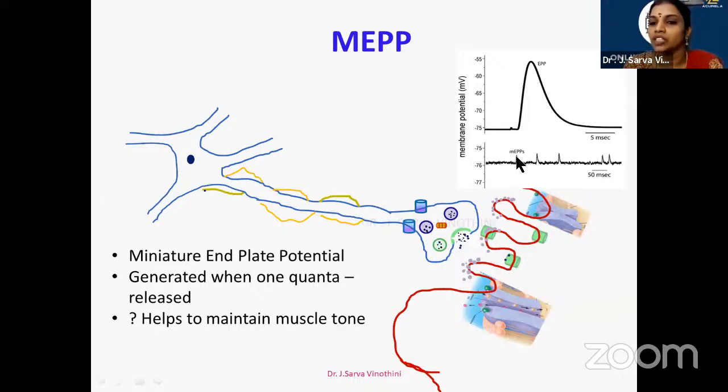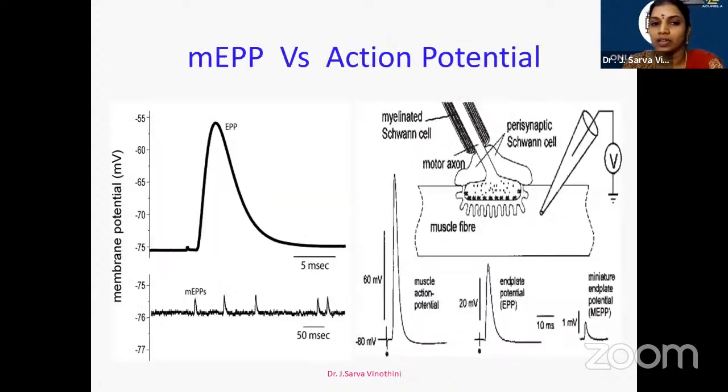So this is called a miniature end plate potential. When compared to the end plate potential, you can see this is just a 1 millivolt change. Hence it's called a miniature end plate potential. And this is important to maintain the muscle tone. So this occurs spontaneously. When we compare this with the action potential, this is a miniature end plate potential where it is just a 1 millivolt change. When this gets on to the end plate potential, for the end plate potential to occur, numerous quanta have to be released. This voltage change is around 20 millivolts. And when this end plate potential is strong enough to reach a threshold, then the action potential is triggered.